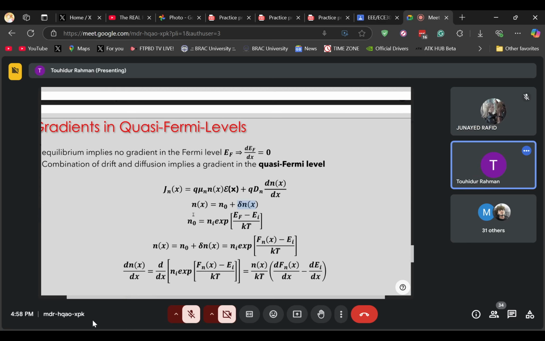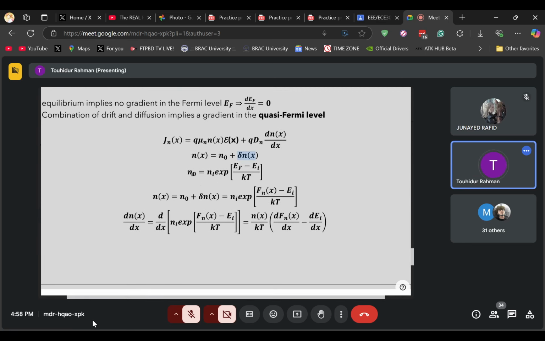When the carrier concentration is n0, it has a specific Fermi level. But if we add more carriers, or generate excess carriers, then the total number of electrons will change. And we know that the number of electrons is directly related to the Fermi level. If the number of electrons changes, that means the Fermi level must change.